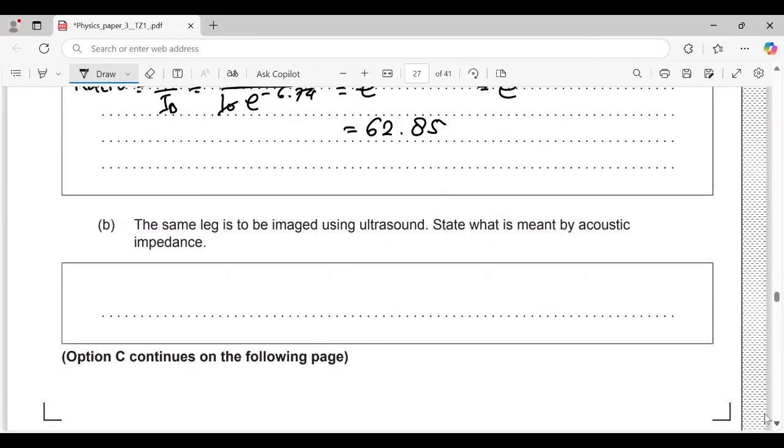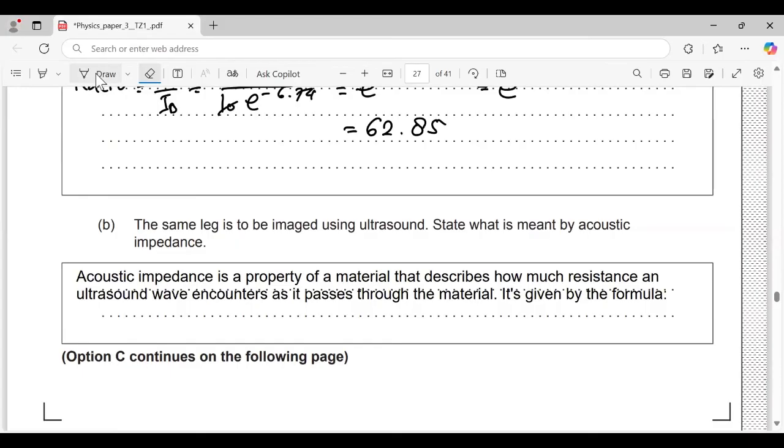The same leg is to be imaged using ultrasound. State what is meant by acoustic impedance. Okay, this is the acoustic impedance. Impedance is a property of material that describes how much resistance an ultrasound wave encounters as it passes through the material. It is given by the formula.